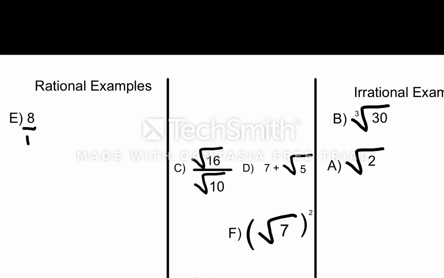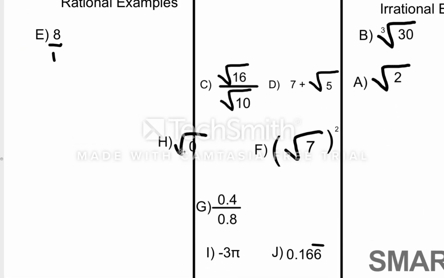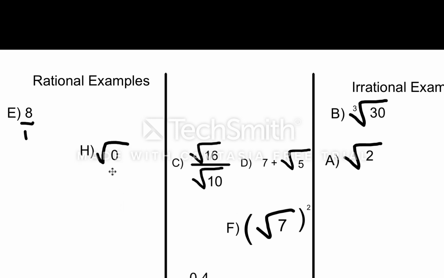Rational is up next. They're going to choose the square root of 0. So yeah, it's similar to the square root of 2 in that there's a square root, but you can actually find the square root of 0. 0 times 0 is 0.